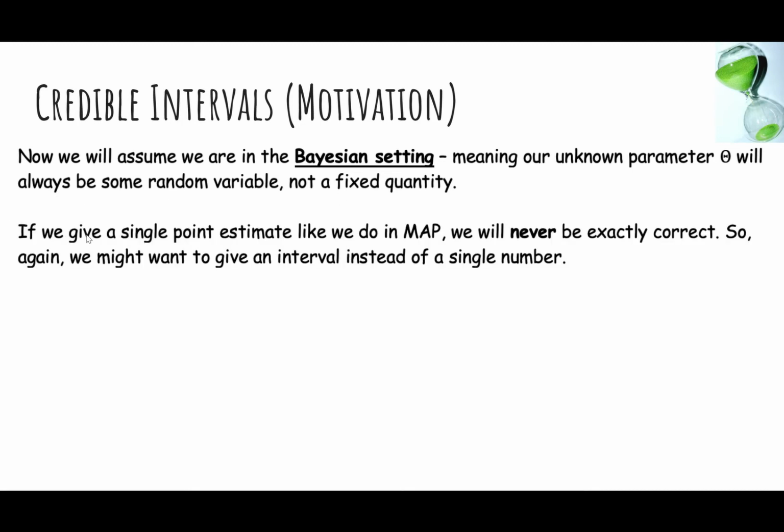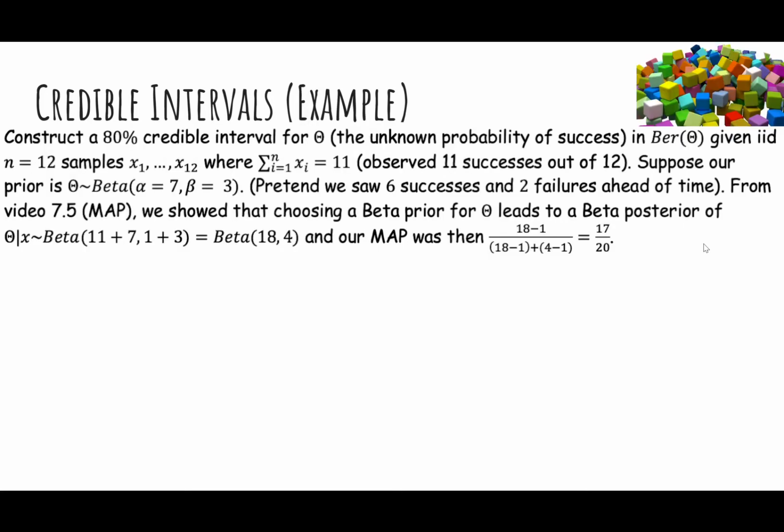If we give a single point estimate like we do in MAP, we will never be exactly correct. So again, we want to give an interval and not just a single number. Let's do an example to see how this works. We want to construct an 80% credible interval for theta, where theta is the unknown probability of success in Bernoulli random variables. And we have 12 samples from the Bernoulli random variable, and we observed 11 successes out of 12.